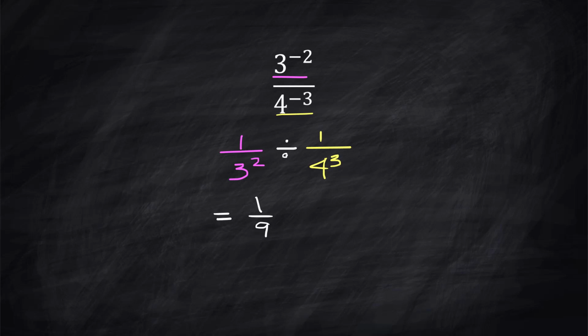Now when you are dividing fractions, you leave the first one alone, change it to multiplication, and flip the second one over. 4 cubed is 64. We're going to rewrite this as 64 over 1. Multiplying straight across, we get 64 over 9.